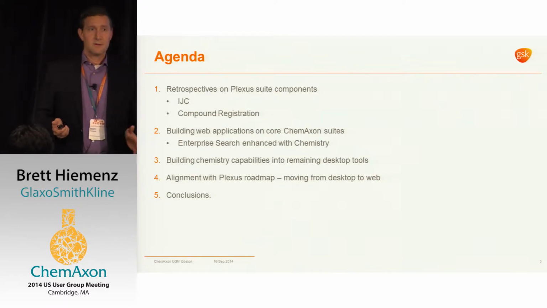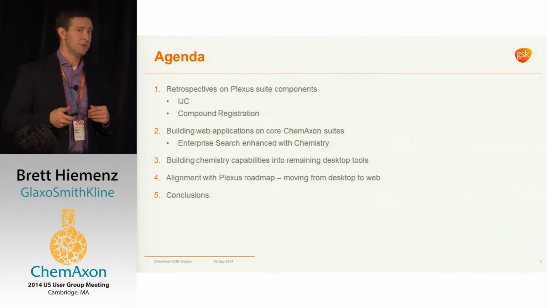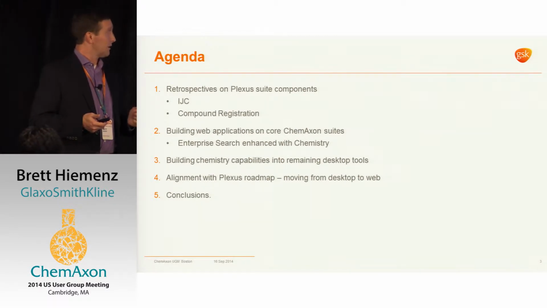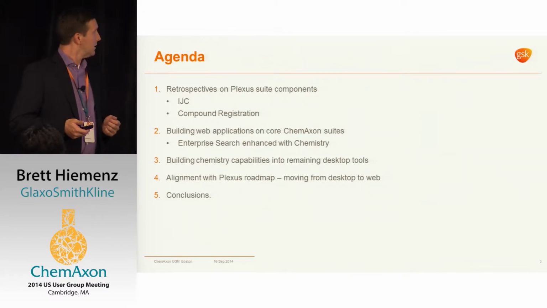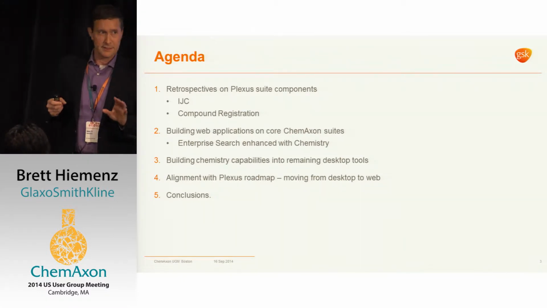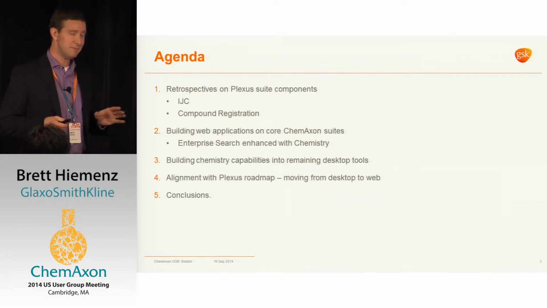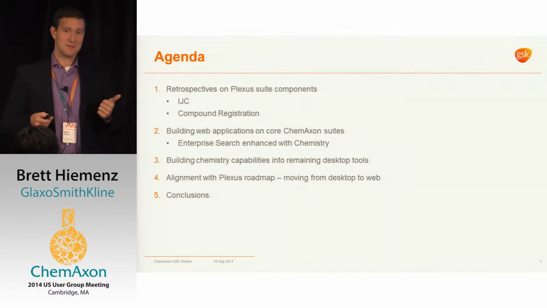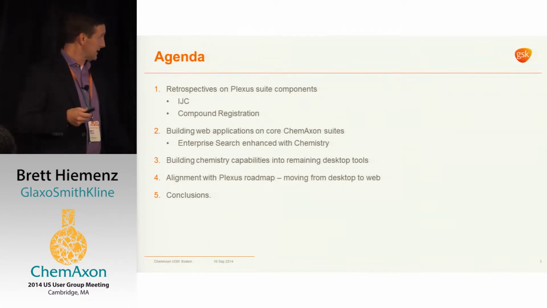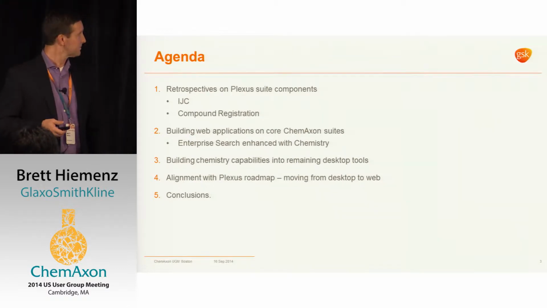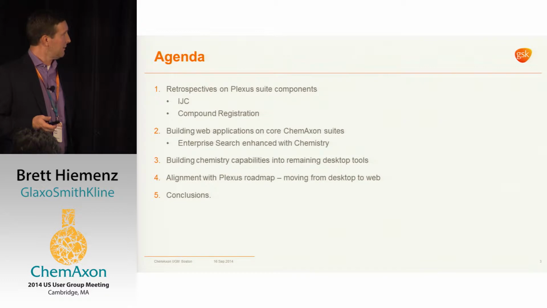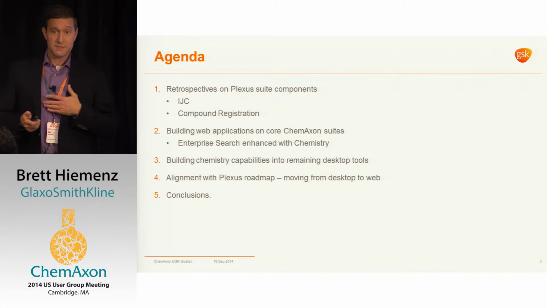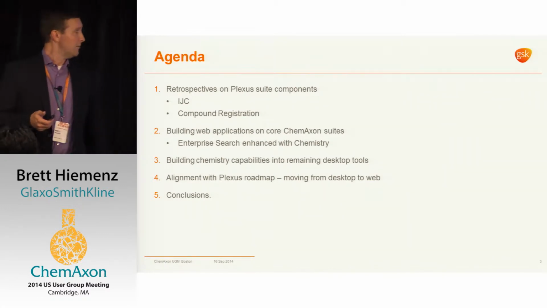We'll go to a little bit of a background, the story behind at least GSK's implementation of Instant JChem, how we got to the point we're at now, and a background on compound registration. Also, the fact that we are still, again, leveraging the existing tools to build something that looks very much like what we just saw from Danielle, which was the document to database to Plexus. In our case, it's a Socrates search. And building chemistry capabilities into existing desktop tools like Spotfire. And finally, the alignment that we hope to see with the Plexus roadmap, moving from desktop to web.